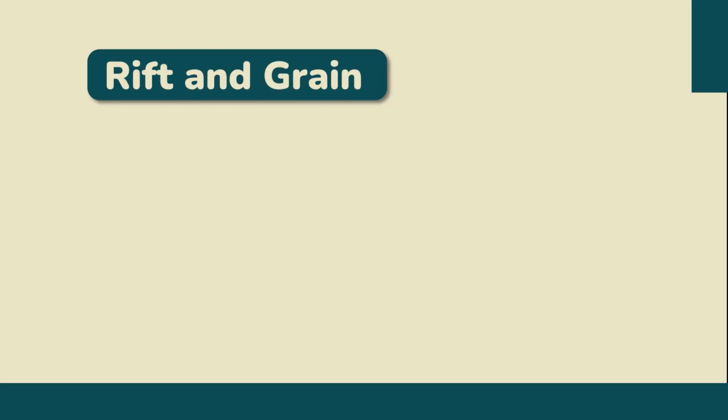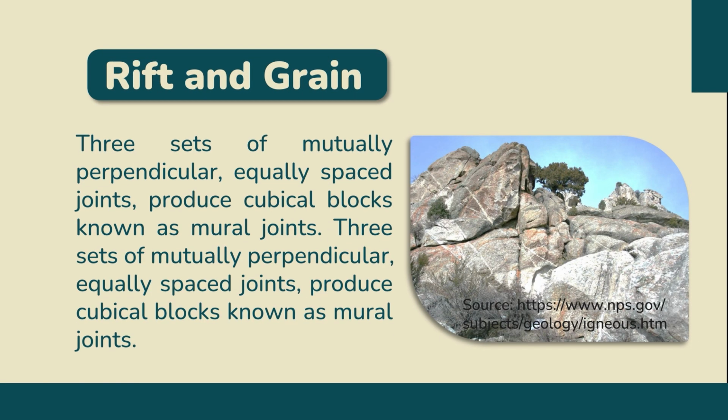Then rift and grain structure: three sets of mutually perpendicular, equally spaced joints produce cubical blocks, known as mural joints, can be seen here. In this diagram you see three mutually perpendicular joints, and this structure is called rift and grain structure.